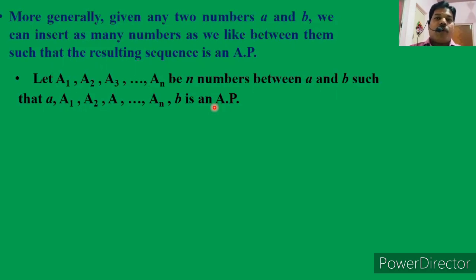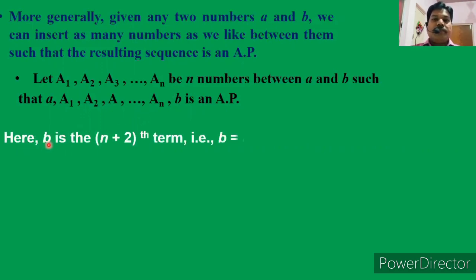So next we are going to calculate these numbers, how to get these arithmetic means. So check this one here. Here we have these n numbers and a and b, so the total number of terms is n plus 2. That means b is the (n plus 2)th term. So see that one here. Here b is the (n plus 2)th term.